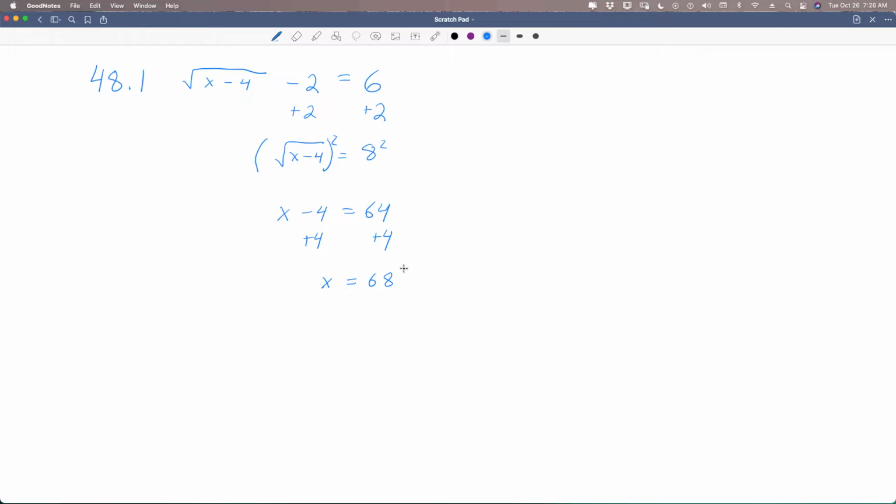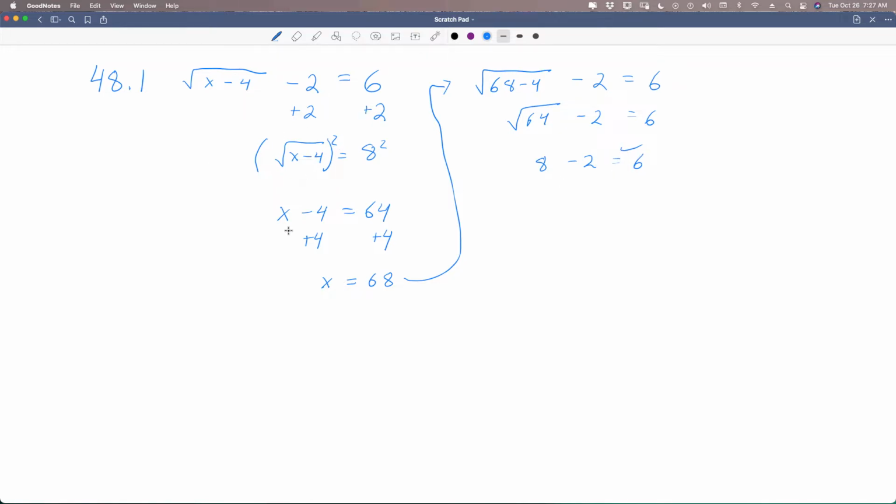All right, so this is a possible answer, but we've got to check it. So let's take it back up to the beginning and sub it in here. The square root of 68 minus 4, minus 2 equals 6. So let's see. 68 minus 4, that would be the square root of 64 minus 2 equals 6. 8 times 8 is 64, so that would be 8 minus 2 equals 6, and that is correct. Thus, 68 is a solution to the original equation.